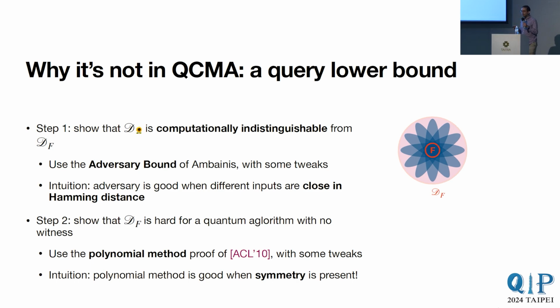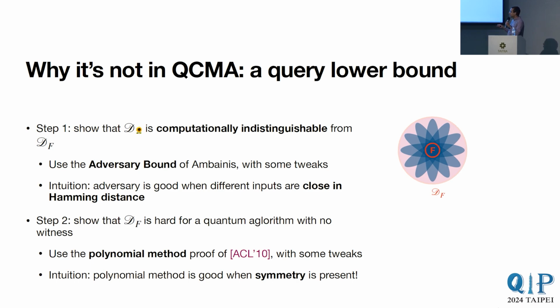Then there's another method called the adversary method, which works well when you have an understanding of the Hamming distance between yes and no instances of your problem. We use a combination of both. We use an adversary method to relate one problem to another, and then that new problem is symmetric enough that we can apply the polynomial method.